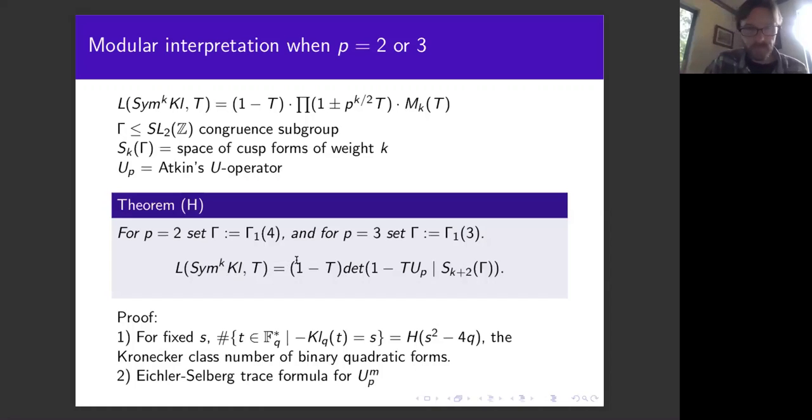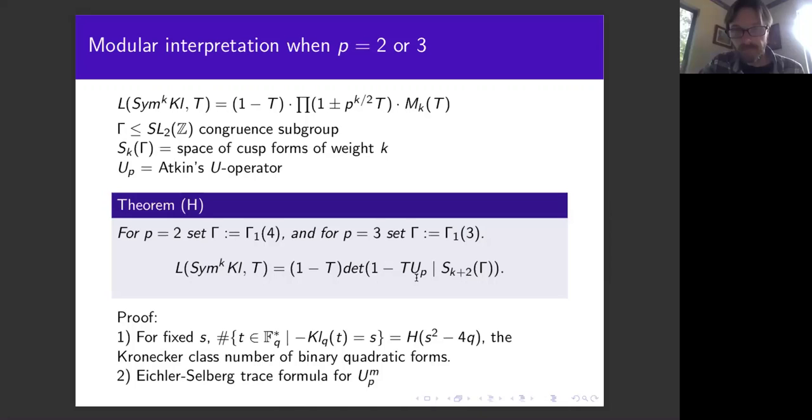Can I ask a quick question? Yeah. How does this determinant work? Sorry, I'm not familiar with Hecke polynomials. Oh, I'm not quite sure of the question, because this cusp form space is just a finite dimensional vector space. U_p is just some linear operator on this space. So it's just a characteristic polynomial. Okay.